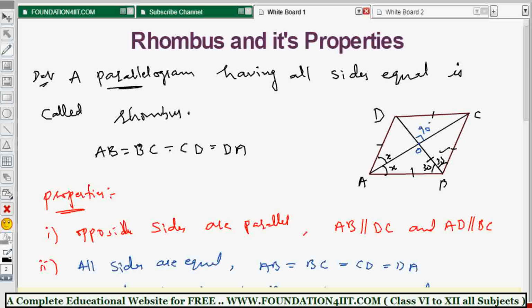A parallelogram having all sides equal is called a rhombus. Next we have more quadrilaterals. Next we will see the properties of a trapezium and its definitions also.